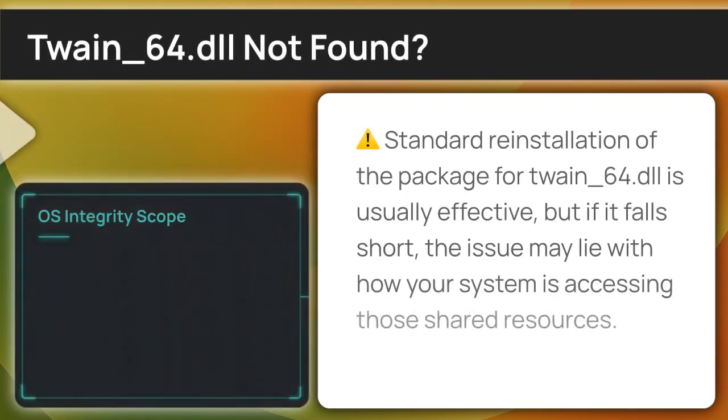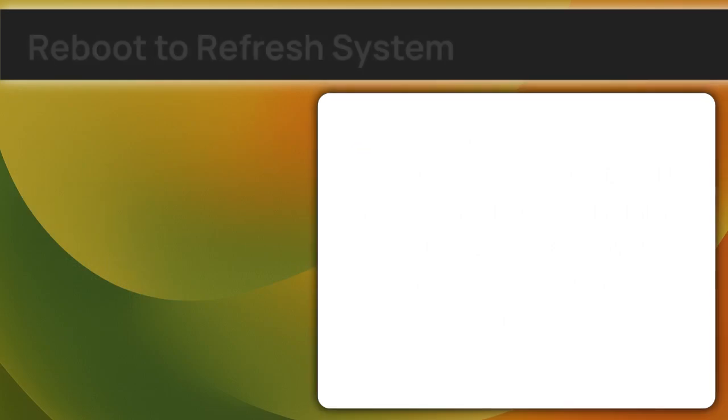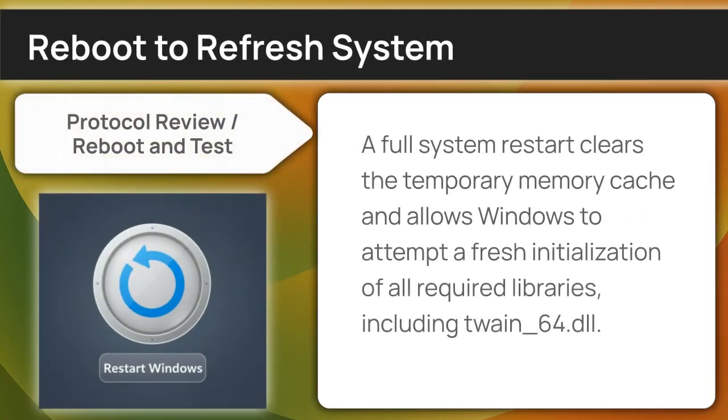Should the reinstallation fall short, the next step in our protocol is to validate the integrity of your system's startup environment. A system reboot is a reliable way to clear away zombie processes that might be interfering with TWAIN 64 library. It's a low-impact step that ensures your operating system is starting with a synchronized environment.